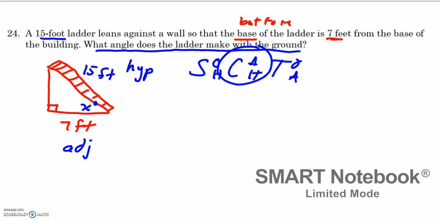So again, if I consider right triangle trig, and I'm thinking SOHCAHTOA, this time I have adjacent and hypotenuse, which means I'm using cosine. So cosine of my angle, which I don't know, is equal to adjacent, which is 7, over hypotenuse, which is 15.